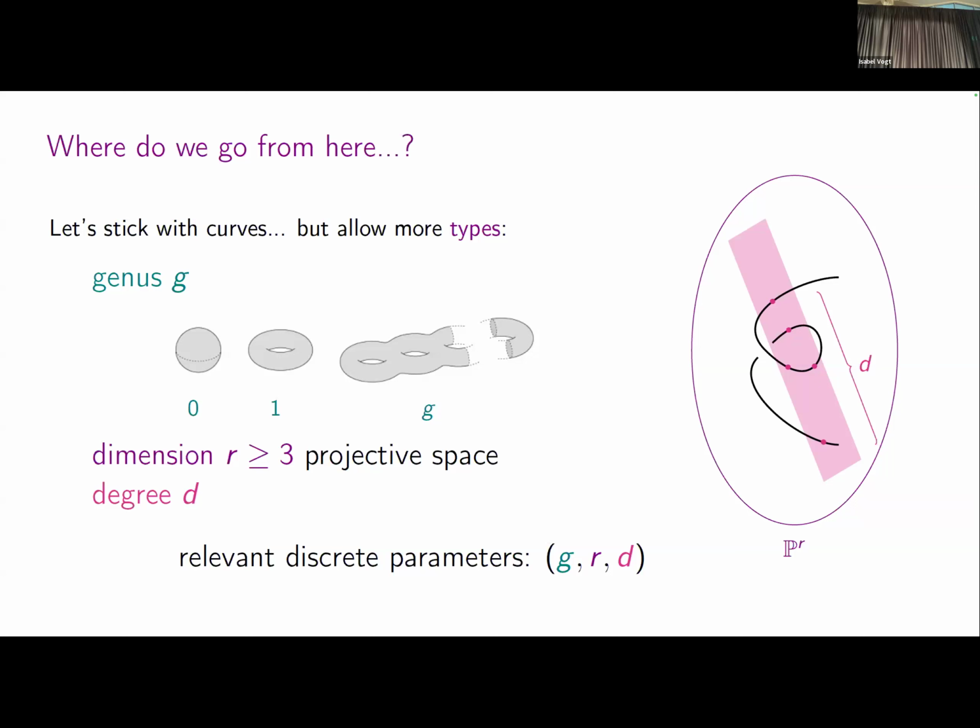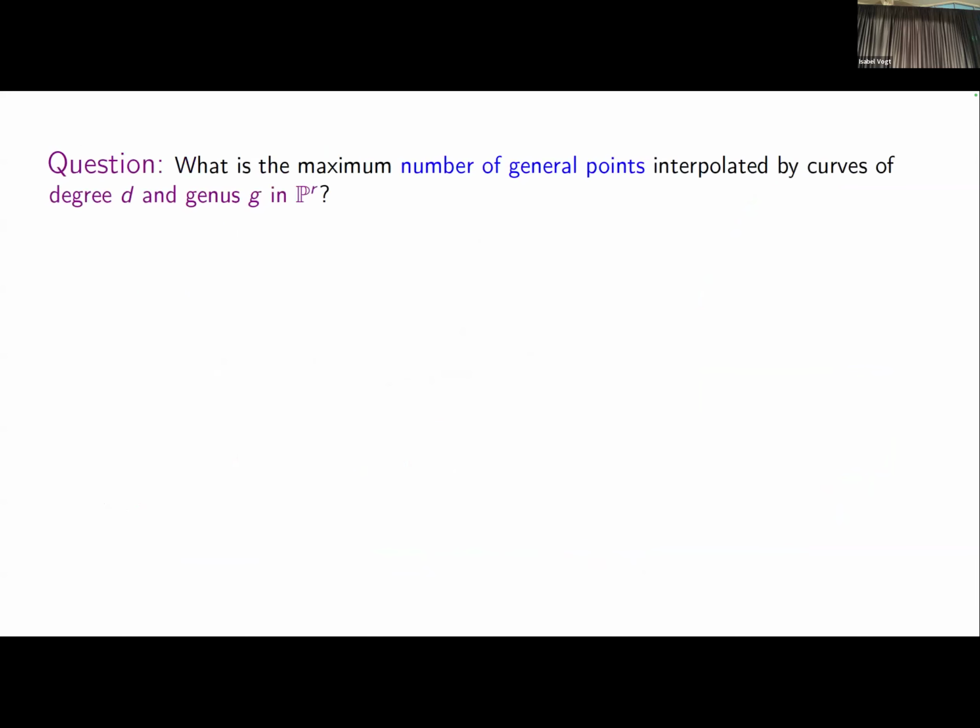So I just want to emphasize for you here that there's going to be 3 relevant discrete parameters that are going to come up over and over again in this talk. So there's the genus of the curve, which I'm going to denote with a G. There's the dimension of the projective space, which I'm going to denote with an R. And there's the degree of the curve, which I'm going to denote with D. So in this, it's going to be really relevant what G, R, and D are. All right. So the question that I want to focus on for the remainder of the talk is what's the maximum number of general points interpolated by curves of degree D and genus G in R-dimensional projective space?